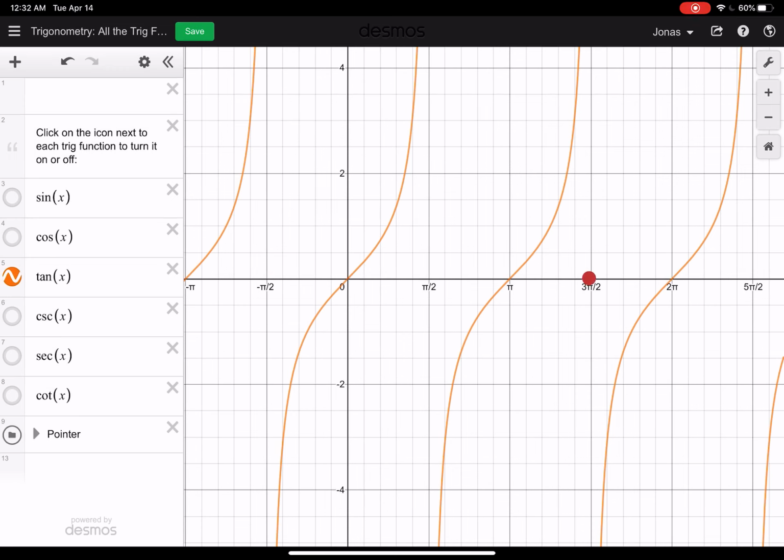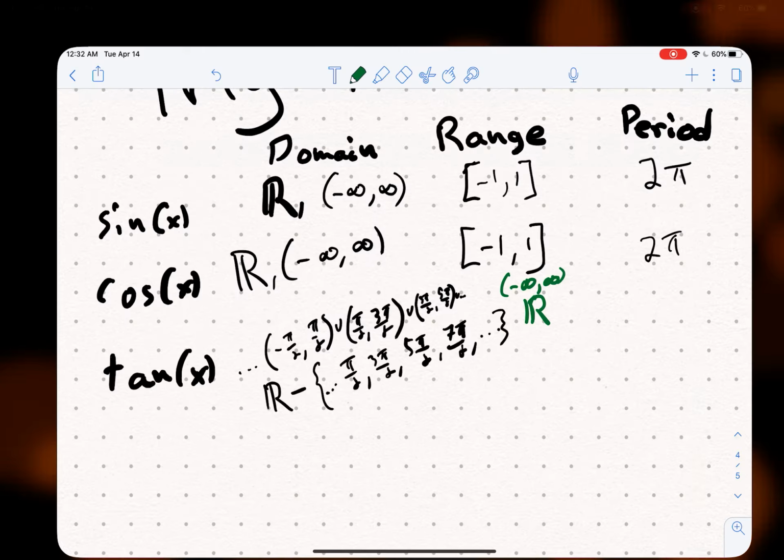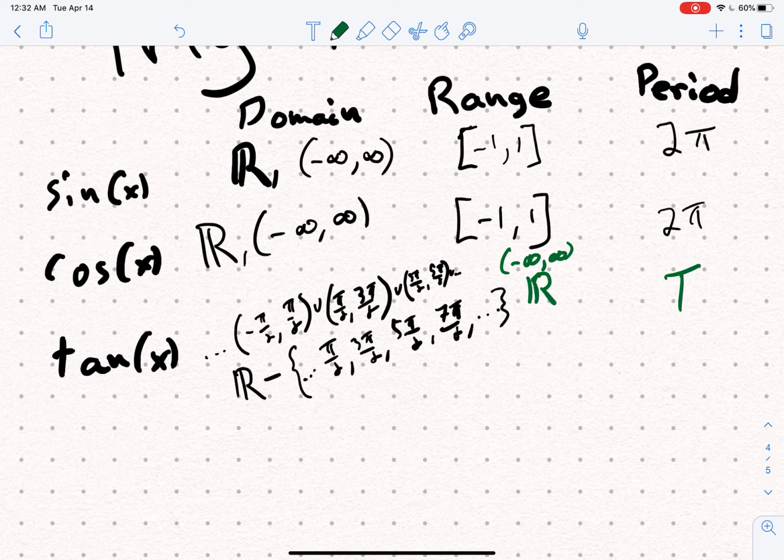From here up to here is a distance of pi. That is, from pi over 2 up to 3 pi over 2, if you look at how far it is from one to the other, is a distance of pi. So the period of the tangent function is simply pi. It has a shorter period. The period is half as much as the period of the sine and the cosine functions.